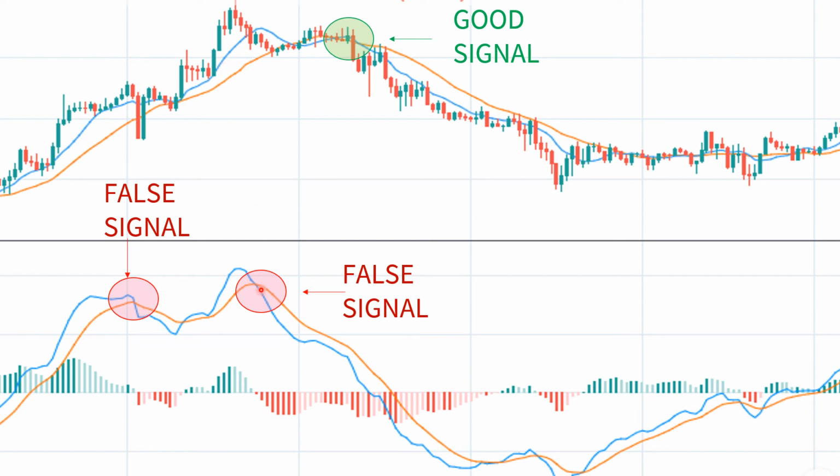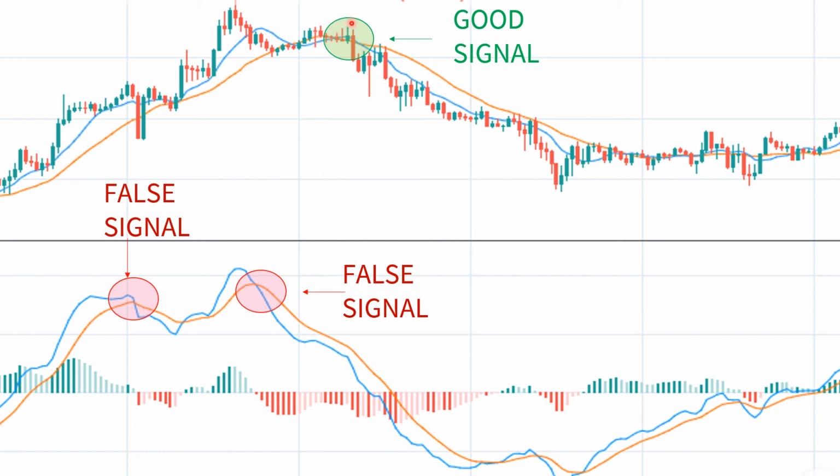Let's look at this example. The MACD line crosses below the signal line, signaling a sell. We'll look at the moving averages. As you can see, there is no crossover, nor is it already below the slow moving average. And so we'd think of this one as a false signal.